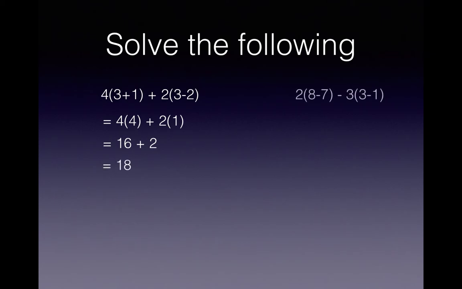Example 4. We need a single term in each bracket. 8 minus 7 is 1. 3 minus 1 is 2. There are no powers and there are no roots either here. So we go to the multiplication. The 2 has been multiplied by the 1 and the 3 has been multiplied by the 2. So we'll have 2 minus 6. Now for the addition and subtraction stage, minus 4. Now that's video 1.